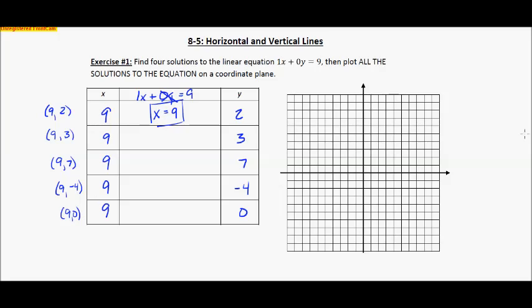Okay, so let's graph those points. 9 comma 2, well, I go over 9 and I go up 2. And 9 comma 3, again, I go over 9 and I go up 3. 9 comma 7 would be right here. 9 comma -4 would be right here. 9 comma 0 is right here. And as you can see, all of these points line up right on this vertical line.